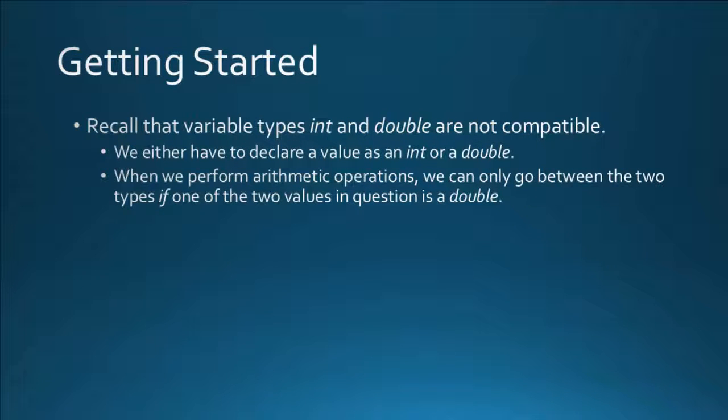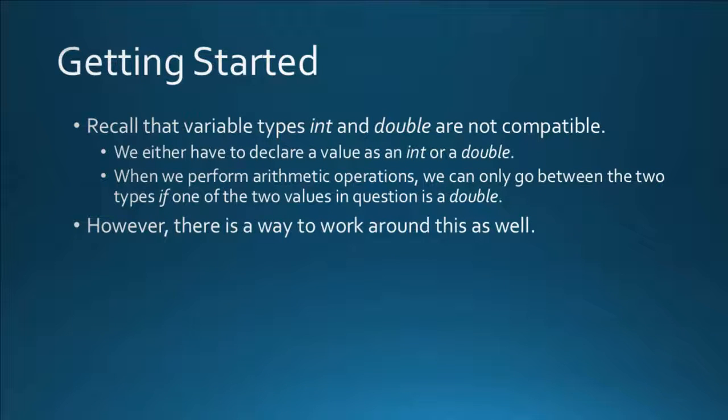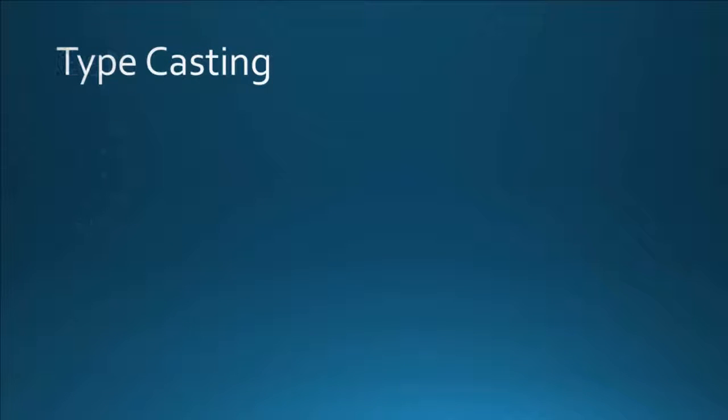We're talking about two different variable types that we've discussed, int and double, and we've talked about how they are not compatible. We've either had to declare a value as an int or a double. When we perform arithmetic operations, we can only go between the two types if one of the two values in question is a double. However, there is a way to work around this. If you recall, previously I said if we do 10 divided by 3, we don't get 3.3333, we would get 3. So we're going to look at that.